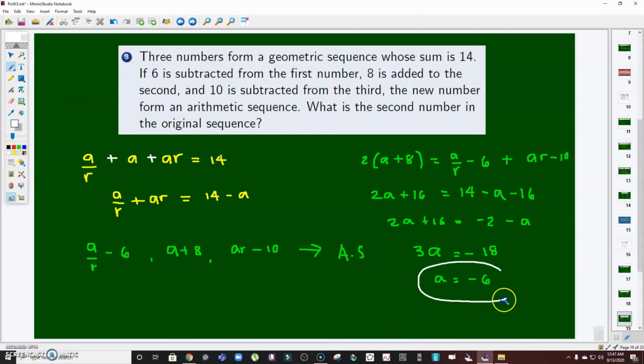Now, the question: what is the second number? In fact, the second number is a. This is our original sequence. So, this is the first, this is the second, this is the third. So, the second number is negative 6.